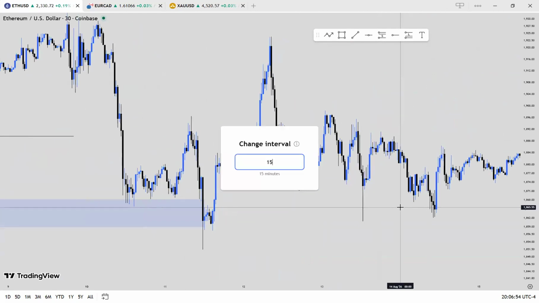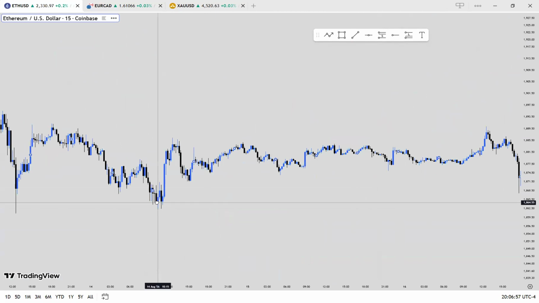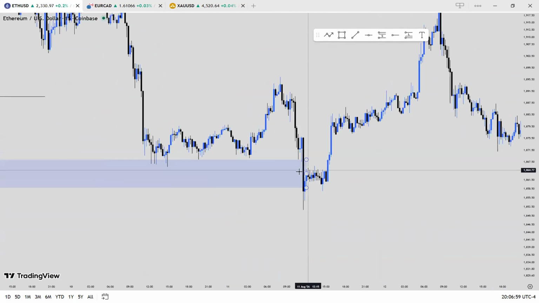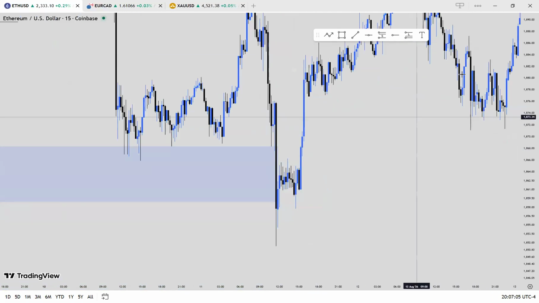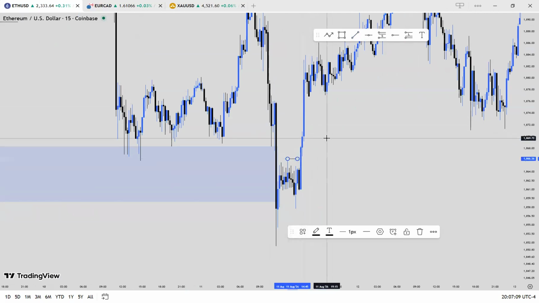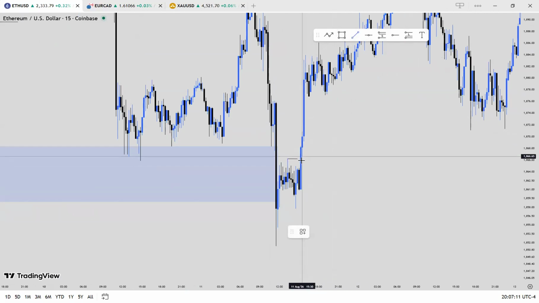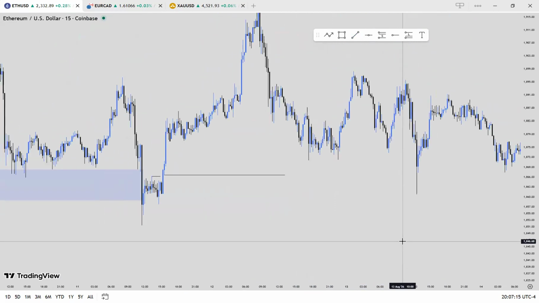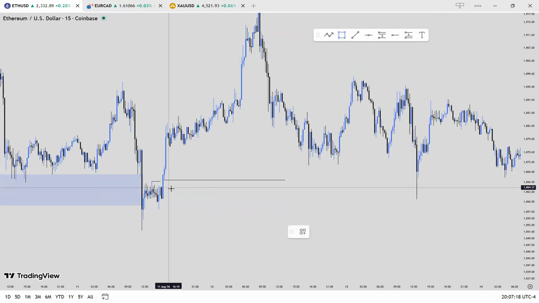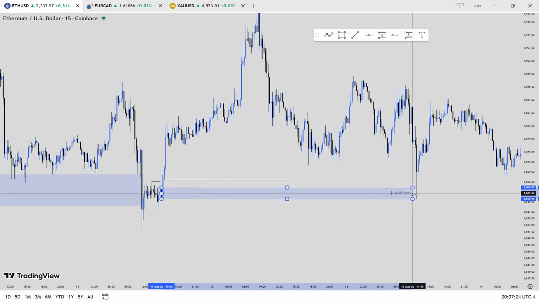Let's scale down to 15 minutes. I wanted to see a very valid structural shift at this order block here. Remember, this is a 4 hour, this is a daily order block. So I saw my structural shift, which is here. I saw my inducements, and there was a reason why I picked this inducement. Then my point of interest, which was this OB.